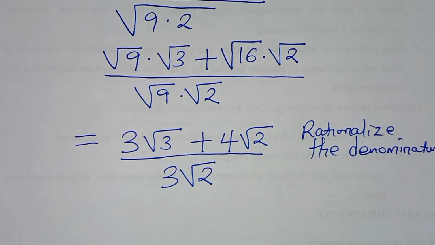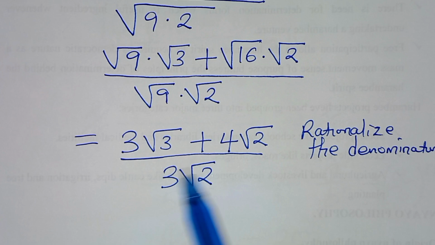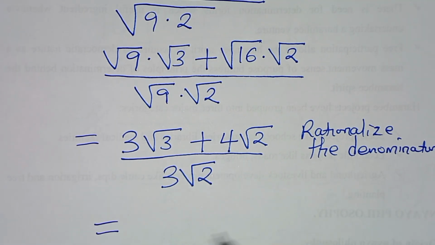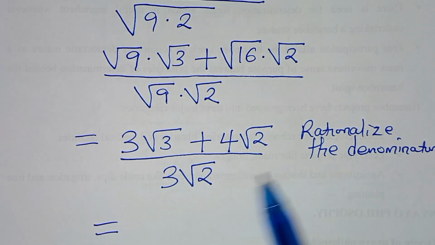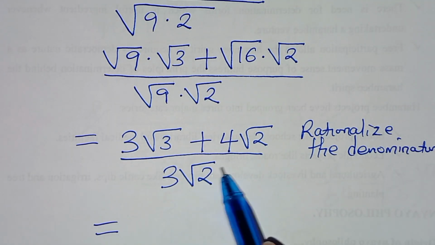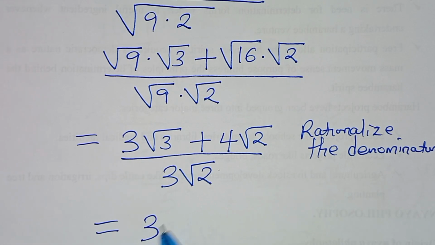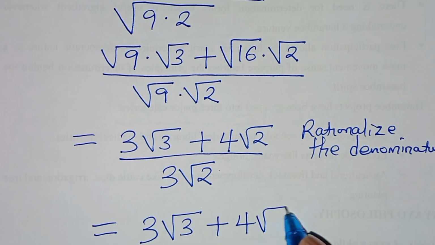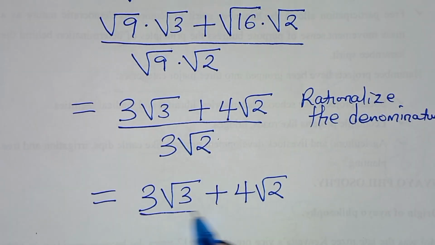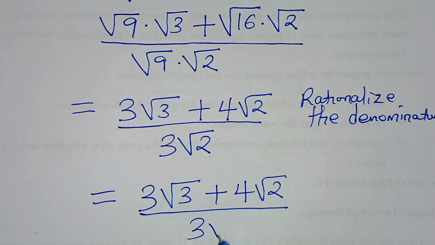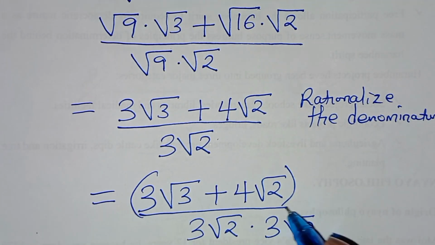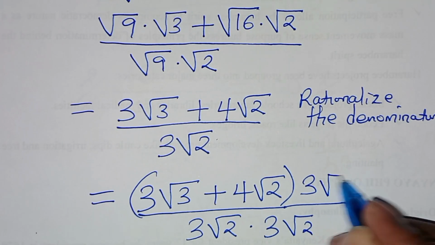So we multiply the denominator by 3 square root of 2 and the numerator by 3 square root of 2. So we'll have 3 square root of 3 plus 4 square root of 2 divided by 3 square root of 2 multiplied by 3 square root of 2, and also the numerator here we multiply by 3 square root of 2.